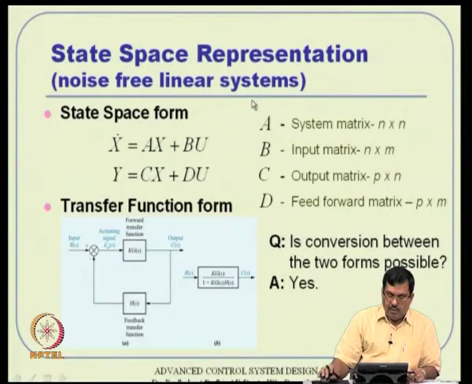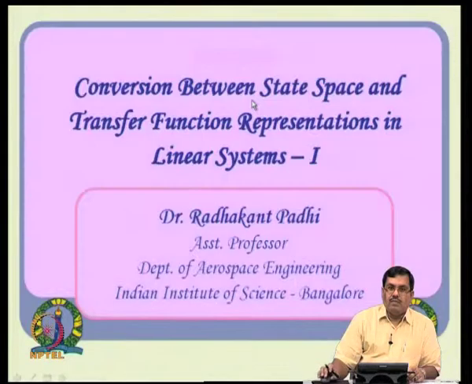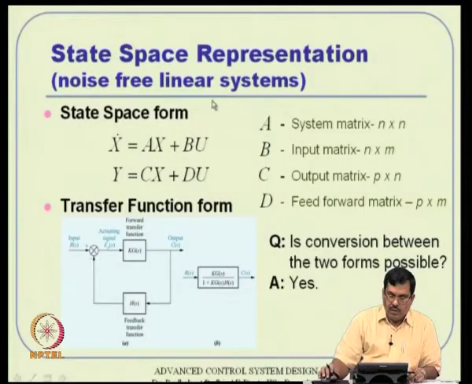This is what we are talking about: how do you convert from state space representation to transfer function representation, and vice versa, when you have a linear system. What we discussed last time is when you have a state space representation x dot equal to Ax plus Bu and y equal to Cx plus Du, and this is the transfer function form that you are looking for.